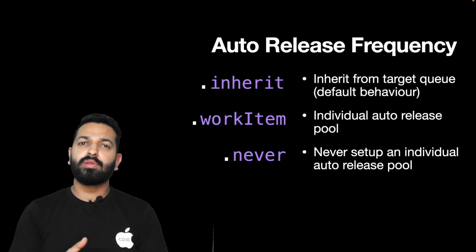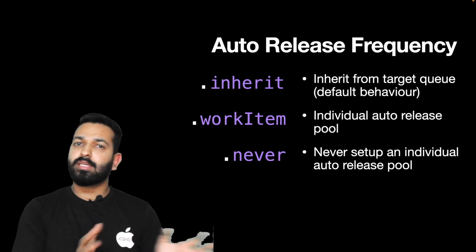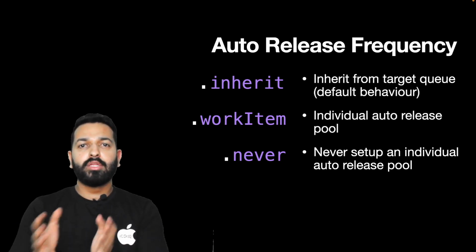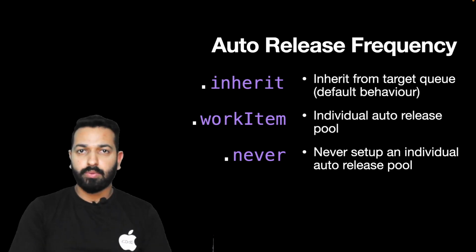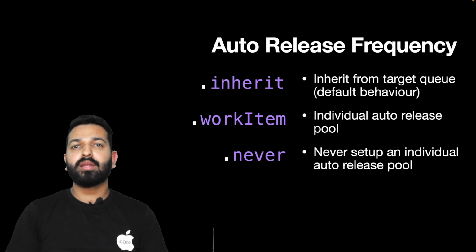I'll focus more on this when we discuss memory management, the ARC stuff and those kinds of things. But for now, it's good to understand that there are three options available for the auto release frequency, which tells about the frequency with which the dispatch queue will auto release the resources being used for the jobs that are dispatched on those dispatch queues. Now, before summing up this video, let's jump back to Xcode and work out some other code snippets which will give us some insights about the behavior of dispatch queues.